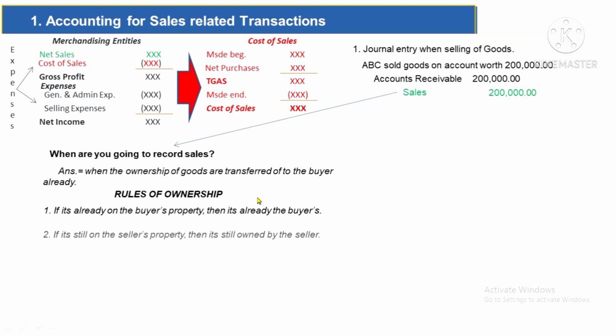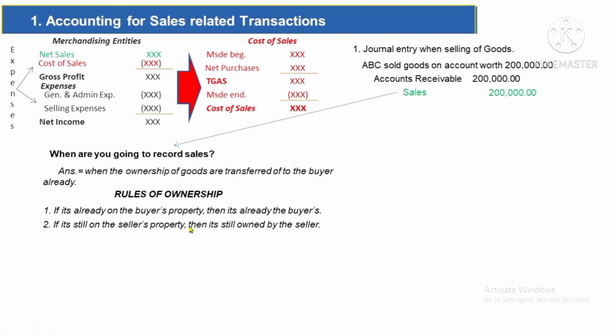The second rule is that if your goods are still on your premises as a seller, even if they are already prepared or packaged and it's in the for delivery area or for shipment area, you are still not allowed to recognize it as sales. There is an exception though.